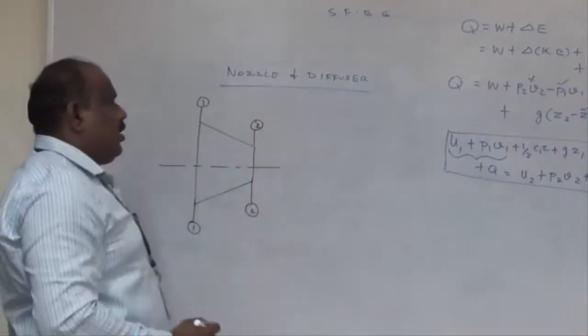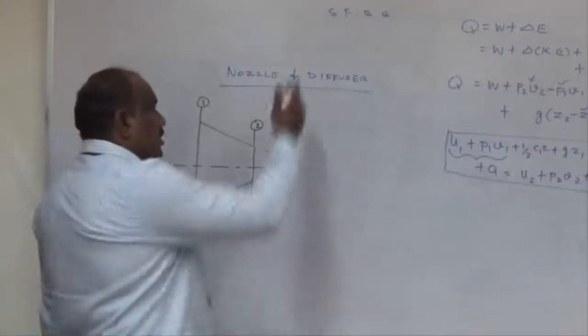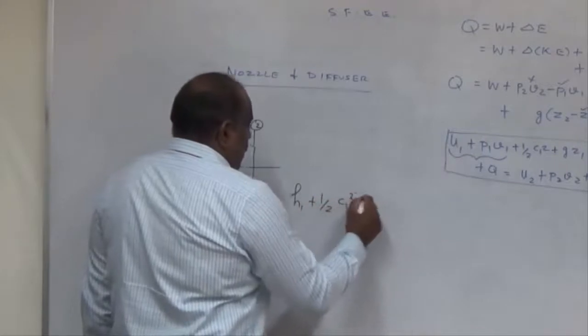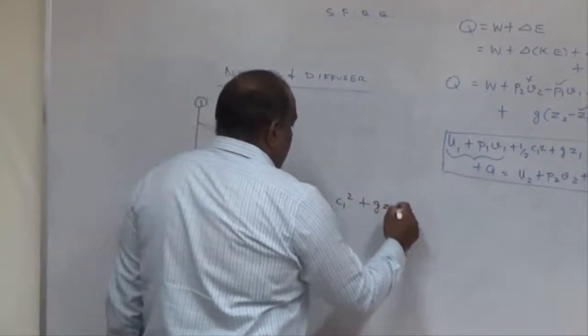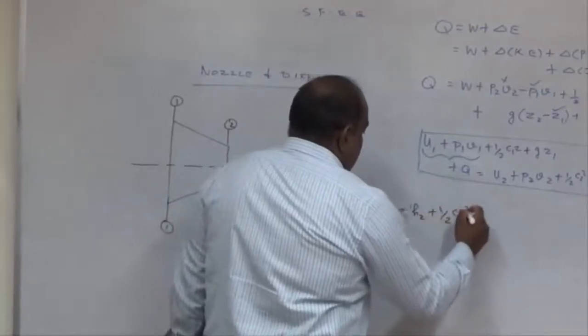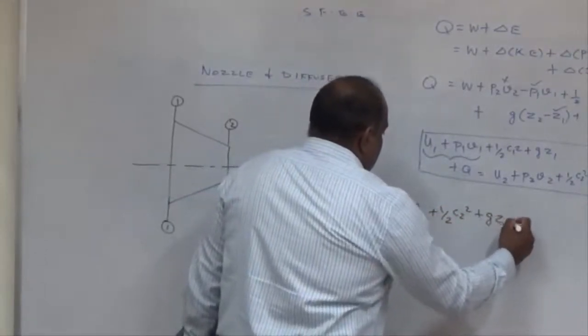So let us try to adopt the same energy equation here, the absolute flow energy equation, which is nothing but H1 plus half C1 square plus gZ1 plus Q is equal to H2 plus half C2 square plus gZ2 plus W.